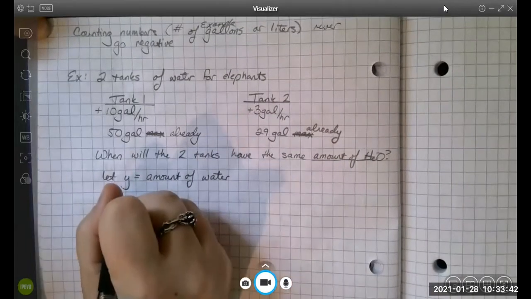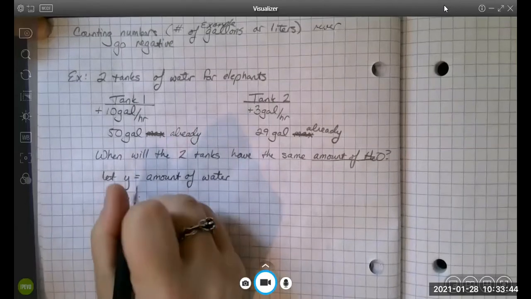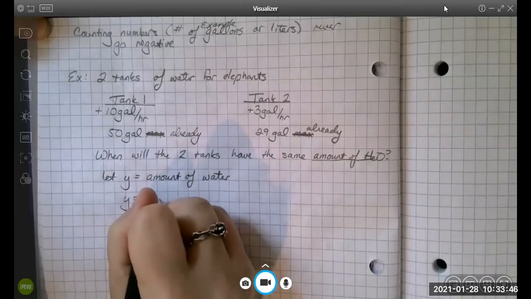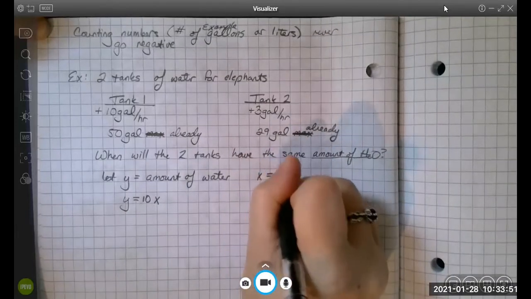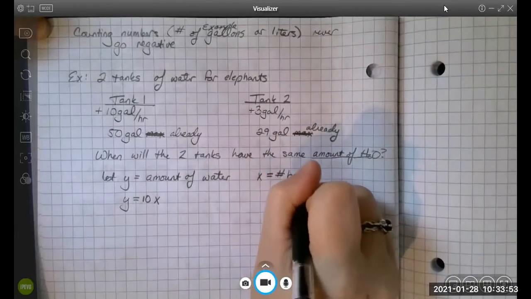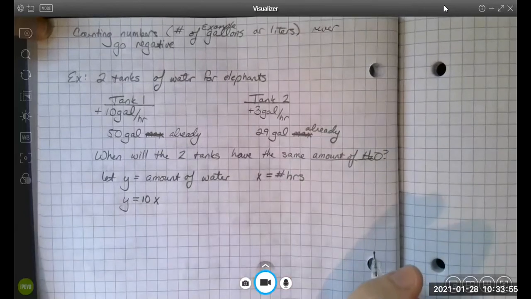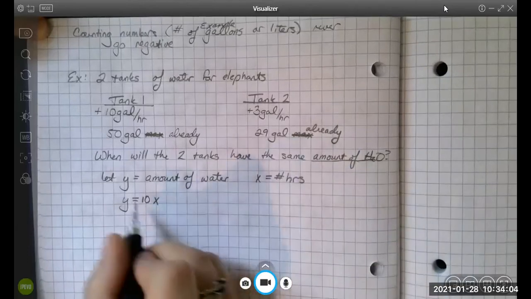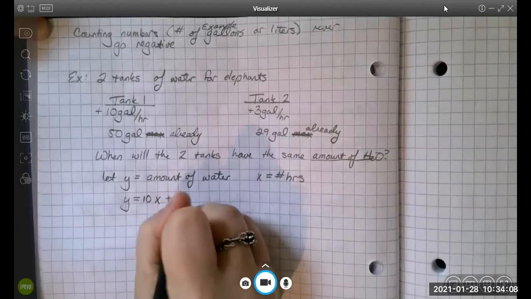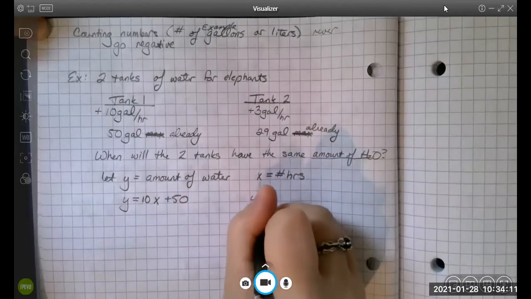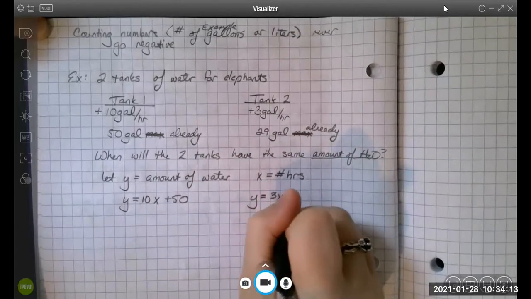So Y equals the amount of water. In our first equation, I have Y equals 10 gallons times X. So I'll say X is the number of hours, because if you've ever filled a swimming pool before, you know it can take a while. Because you've got just one hose and you're pumping water into the pool, and it can take a while to fill it up. So X is the number of hours, so 10X plus 50. And our second equation is going to be 3X plus 29.